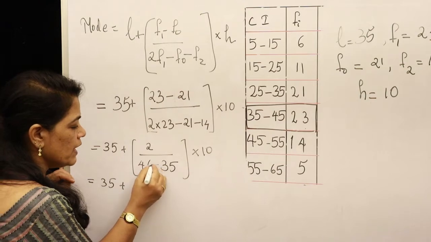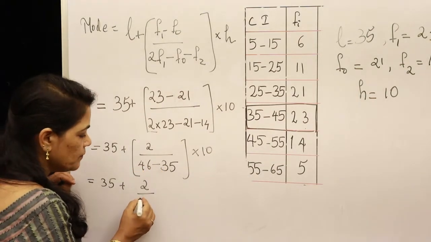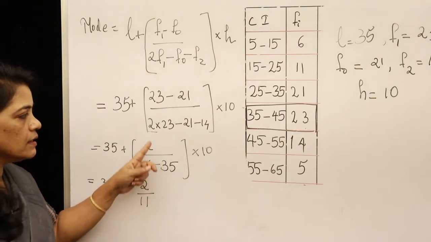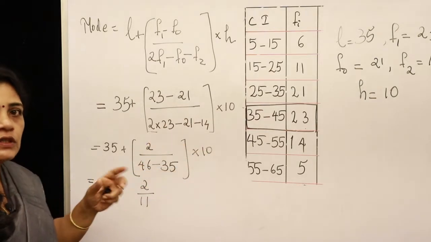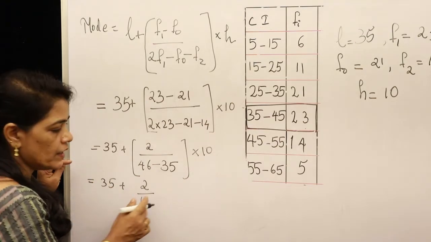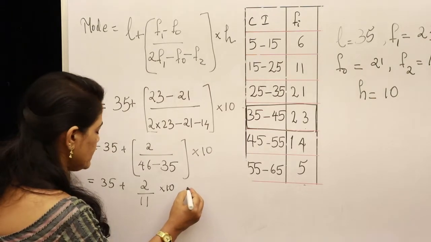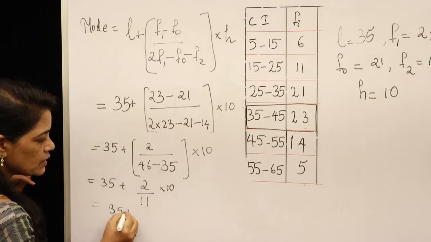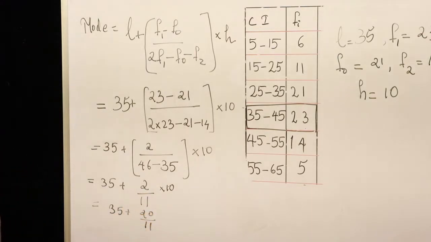Now see the denominator, 46 minus 35, that is 11. So 2 by 11, this step is clear, children. I just added 21 and 14 since both are negative, so 35, and that should be subtracted from 46. So you will get 11 into 10. Okay, so you will get here 35 plus 2 into 10, 20 divided by 11.